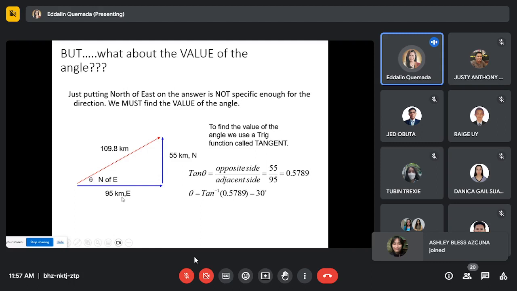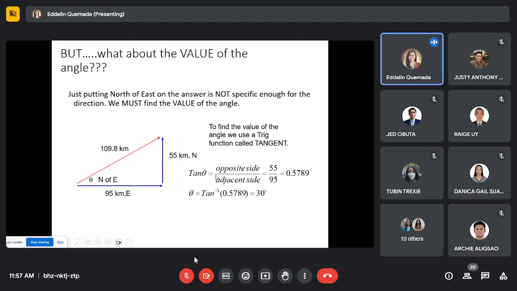So tangent theta, what did you mention? TOA, ma'am. Tangent theta is equal to the opposite side over the adjacent side. The opposite side represents the vertical component of our given resultant, which is 55 kilometers, divided by the adjacent side, the horizontal component that lies along the x-axis, about 95 kilometers. Getting the quotient and applying the inverse of the tangent, we get the value of the angle as 30 degrees.